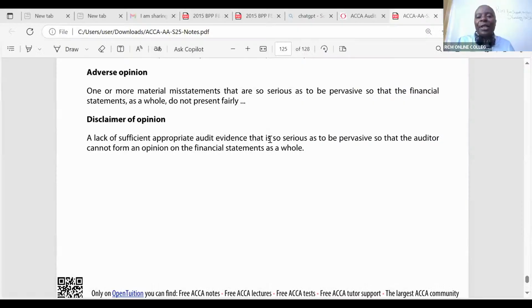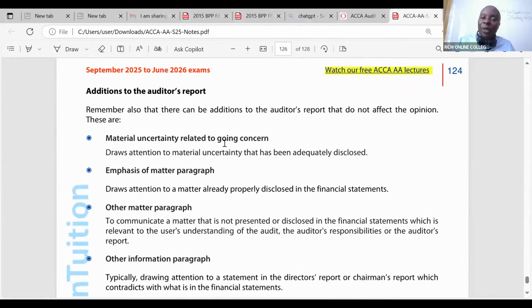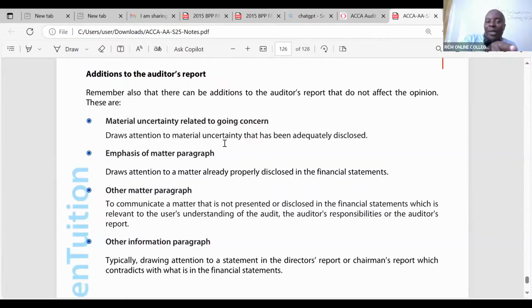There is no evidence totally. So a lack of sufficient appropriate audit evidence that is so serious as to be pervasive, so that the auditor cannot form an opinion on the financial statements as a whole. Those students are able to understand very well. Where students now go wrong is in these ones here.